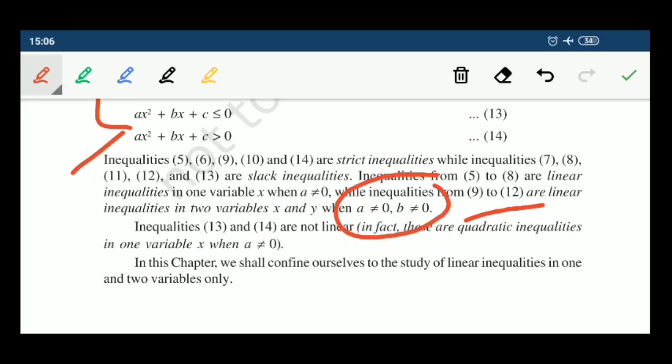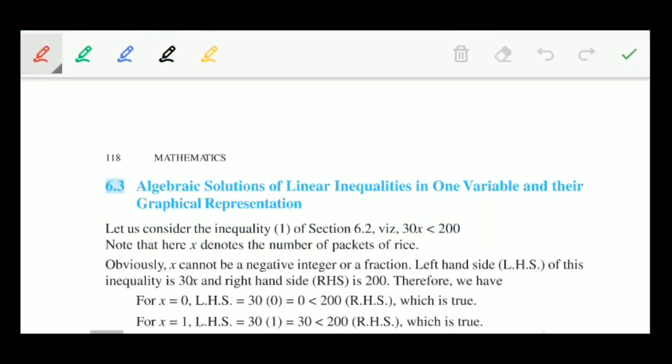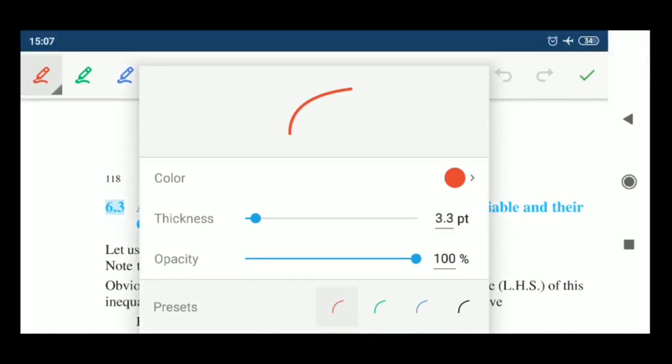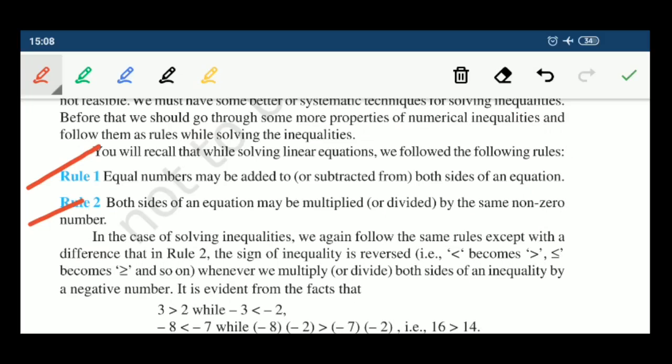Now students, I am going to start the algebraic solution of linear inequality in one variable. See the very first example. Solve 30x < 200 when x is a natural number. I am going to solve its first part when x is a natural number. So how will you start? You will divide both sides by 30 and after division you will get the value of x is less than 20 by 3.